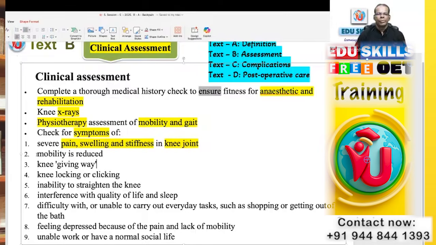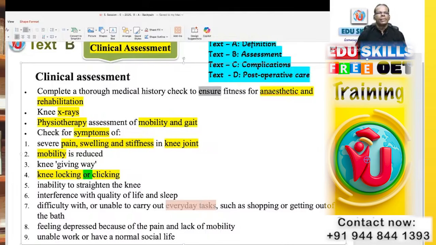Then mobility. Then locking and clicking of the knee. What is special there? The strategy is that the conjunction is important. You say indication to answer: inability to straighten the knee, interference with the quality of life and sleep, difficulty with or unable to carry out everyday tasks such as shopping or getting out of the bath. Feeling depressed. Everyday tasks can be highlighted.